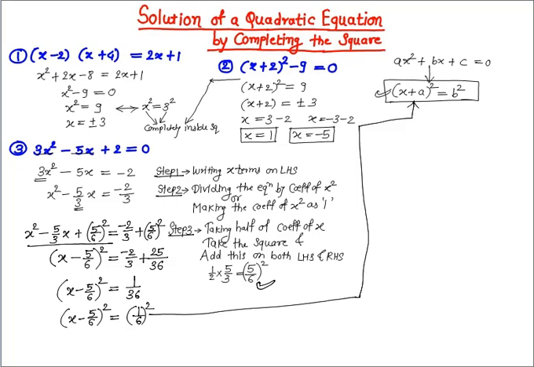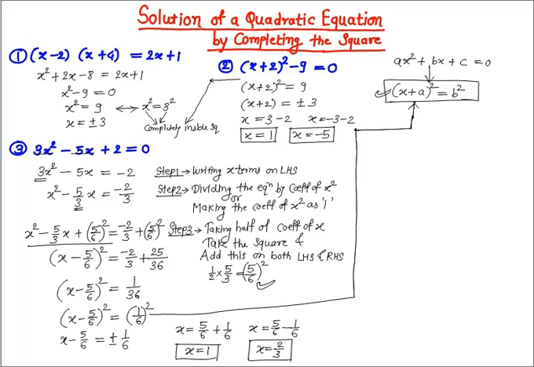Now let's take the square root on both sides. What do we get? X minus 5 by 6 equals to plus minus 1 by 6. That means x equals to 5 by 6 plus 1 by 6 and x equals to 5 by 6 minus 1 by 6. So we get x equals to 1 and x equals to 2 by 3. Now let's take one more example and solve it using the completing the square method. Number 4, that is 2x square minus 5x plus 3 equals to 0.